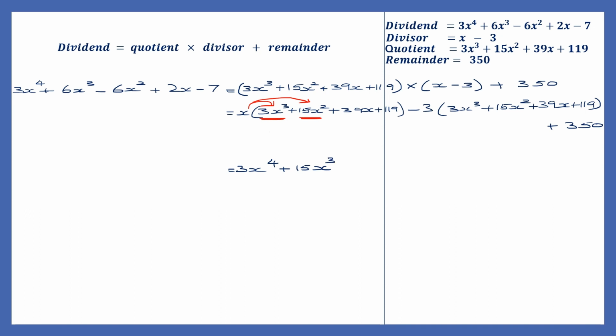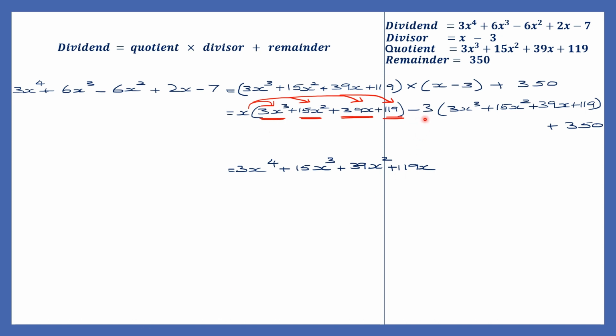Now we multiply x into this number which is 39x. So the sign is plus. 39x into x is x square. Then we multiply into 119. 119 into x will be 119x. Now we go on to the next part.